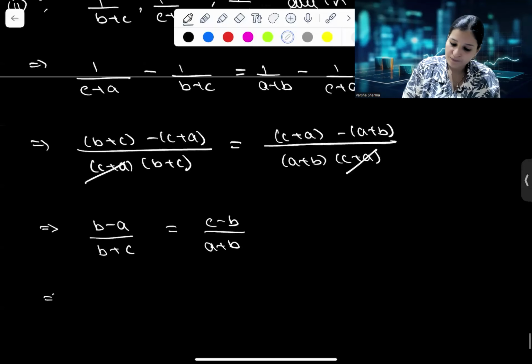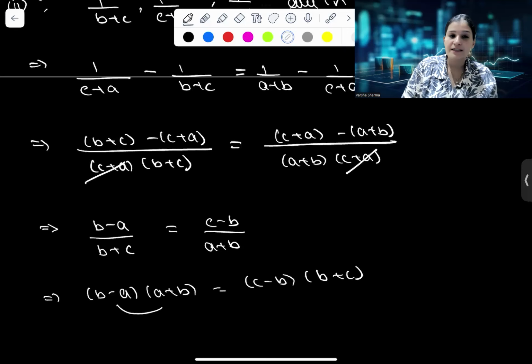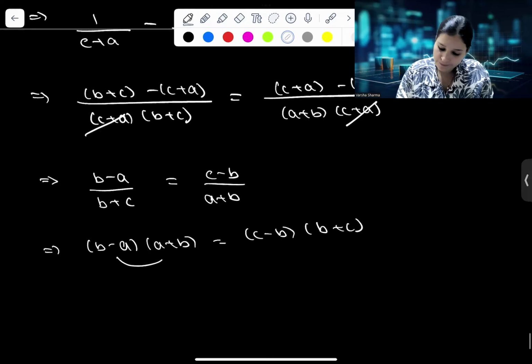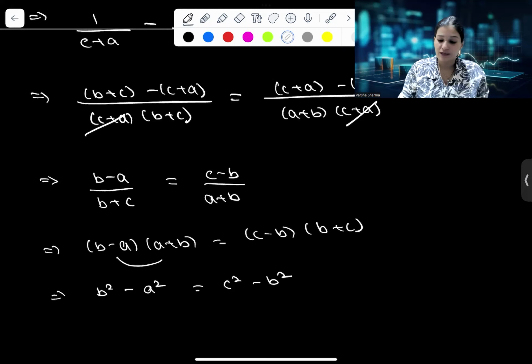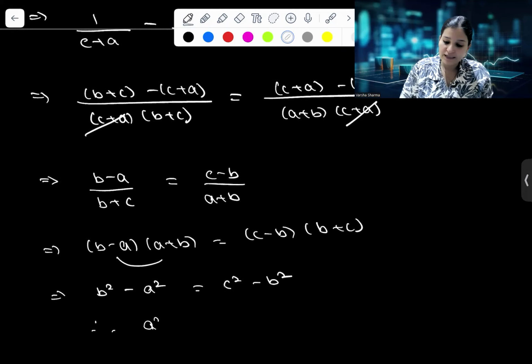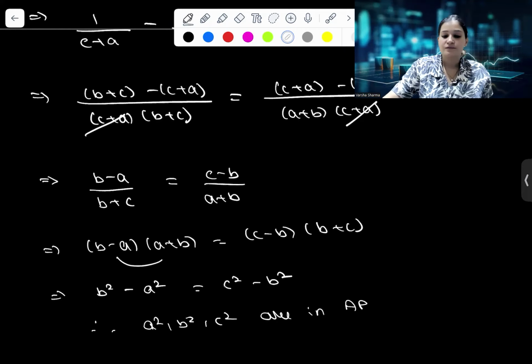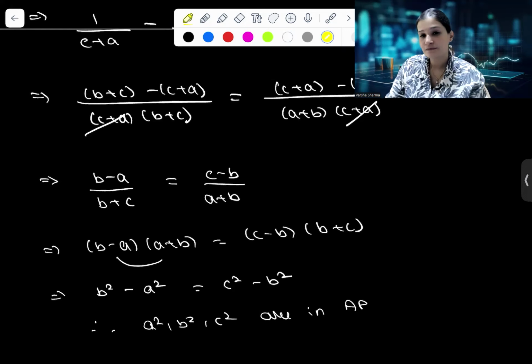Cross multiplication. (b minus a)(a plus b) equals (c minus b)(b plus c). So this is (b minus a)(b plus a). B square minus a square is same as c square minus b square. That means these three terms are in AP. Yes or no? Yes, ma'am. All of you got the answer? Yes, ma'am.